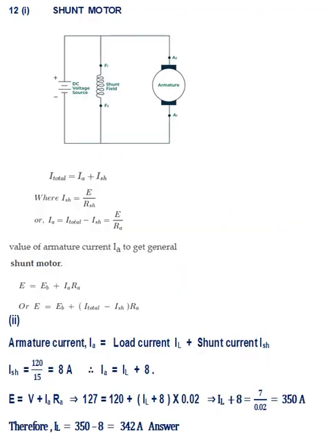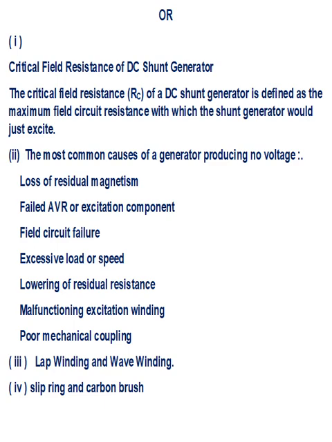Question 12, Part 1. Diagram of shunt motor is given along with current and voltage equations. Part 2. Answer. 342 amperes. Working is shown. OR section. Part 1. Critical field resistance is explained.